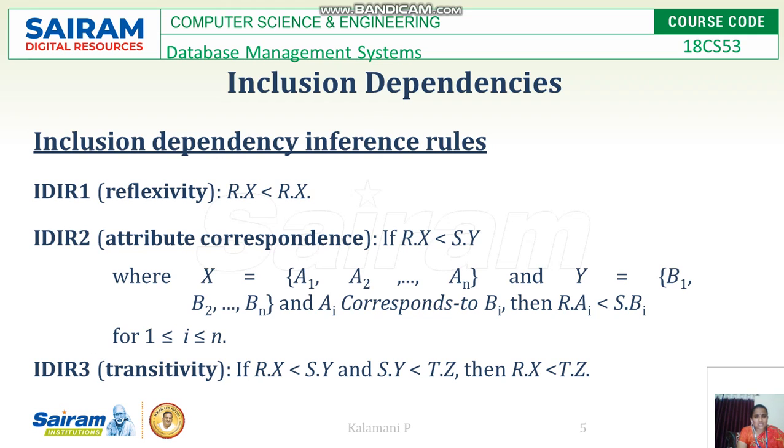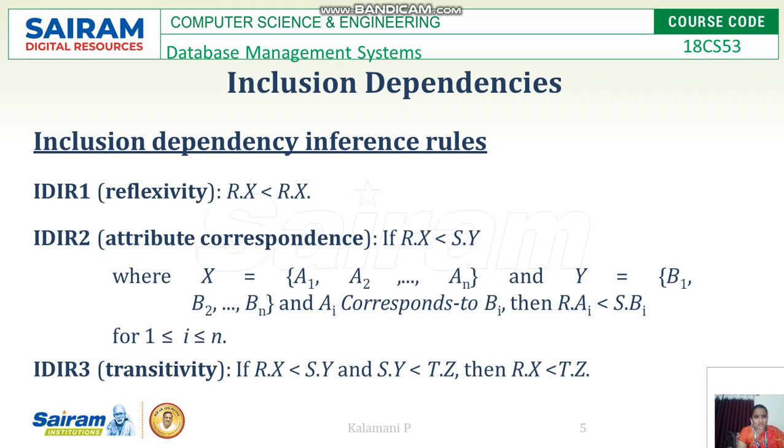In inclusion dependency, the inference rules are as follows. Inference rule 1 is called reflexivity, that is R.X is a subset of R.X. Inference rule 2 is attribute correspondence: if R.X is a subset of S.Y, where X is A1, A2, etc., An, and Y is B1, B2, B3, etc., Bn, and Ai corresponds to Bi, then R.Ai should be a subset of S.Bi for all i, where i lies between 1 and n. This is the condition.